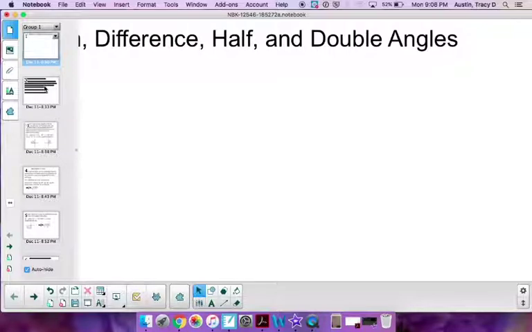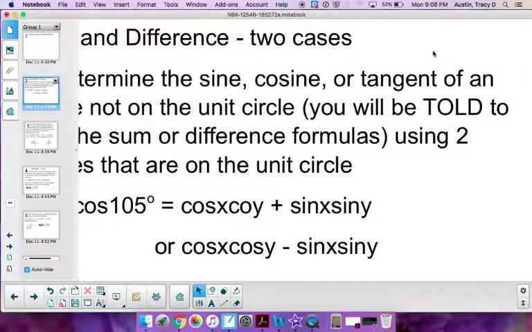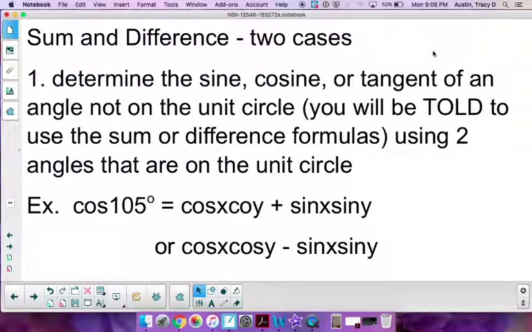All right, so let's jump into sum and difference angles. Okay, I'll give you a minute to go ahead and get this copied down. We have two cases to go over for sum and difference.